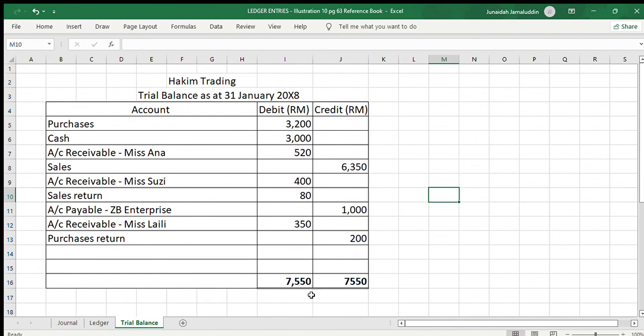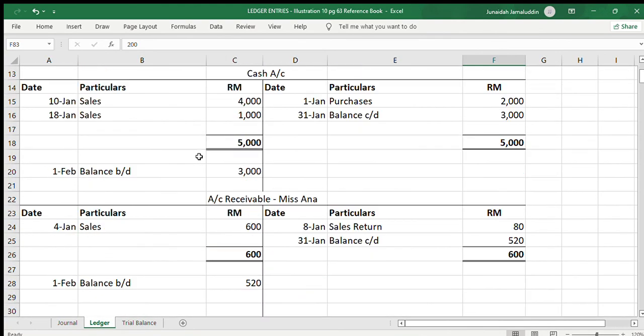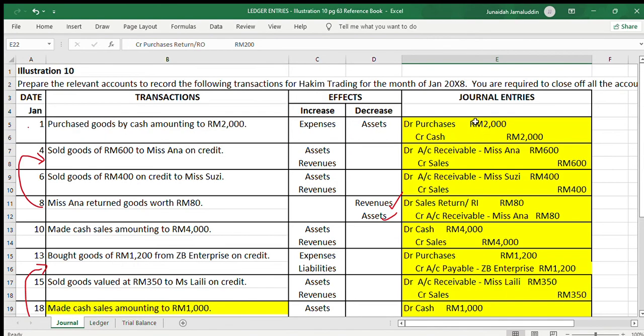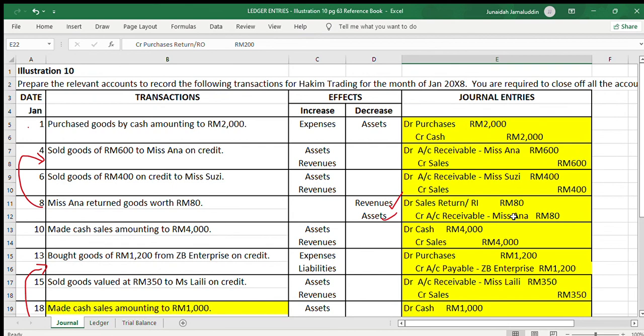Okay, tapi kalau jumlah debit dengan kredit ni tak sama, tak balance, alright. So there is a possibility that we have not prepared the ledger entries correctly, according to the double entry rule. Mungkin kita kena check balik semula lah, double entry, kita punya ledger entries kita ni, ataupun dalam journal. Mungkin journal kita ni kita tersalah record debit credit, ataupun mungkin kita tersalah record in terms of amount.